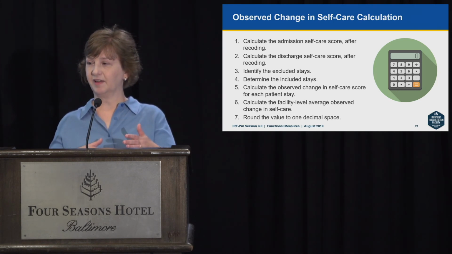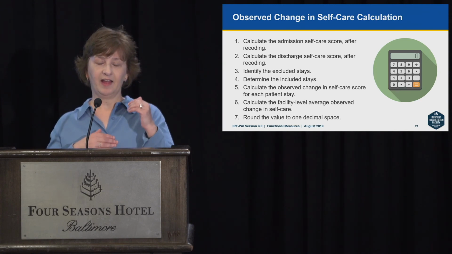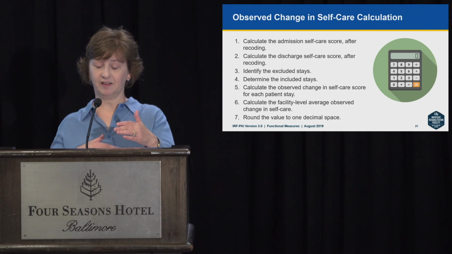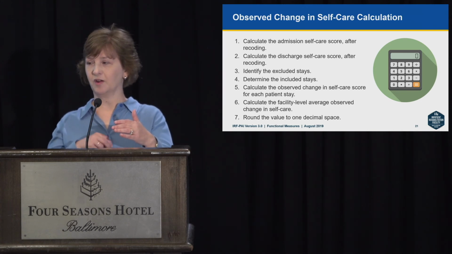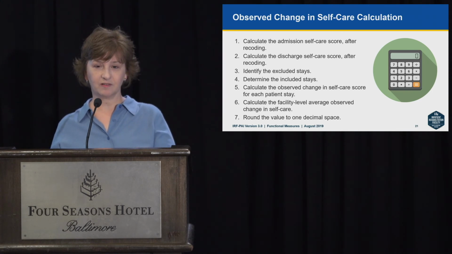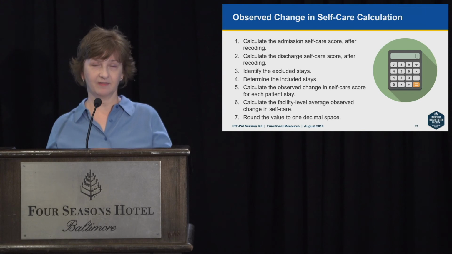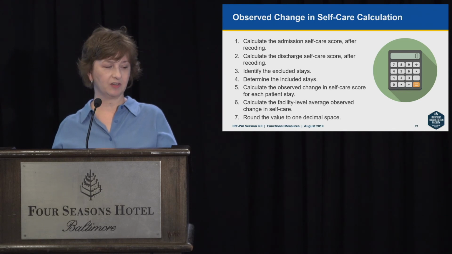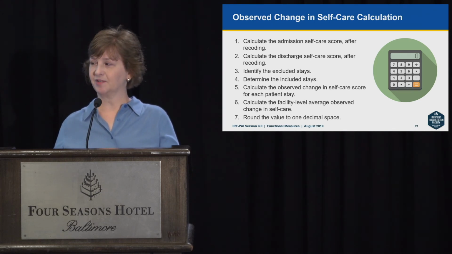So basically, after that recoding, each of the 7 activities will have a code of 01 through 06. Those are added together to get the admission score. So you have the 7 activities with a range of 1 through 6 each, so you can get up to a 42 on admission. And then the same thing happens at discharge.